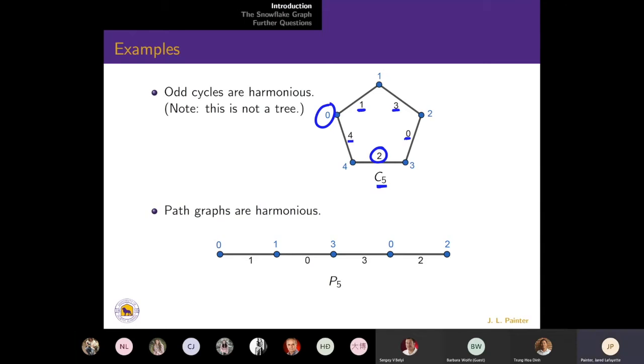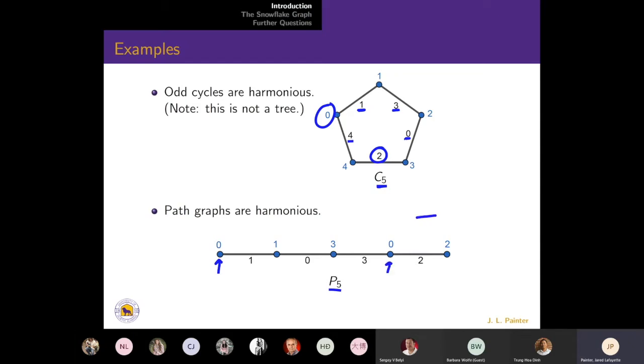Okay, and then down here, this is just another example. Now this one is a tree, it's a path, right? So this is P5. I have my vertex labels here where I need to repeat one of them since it's a tree, because I only have 4 edges here.